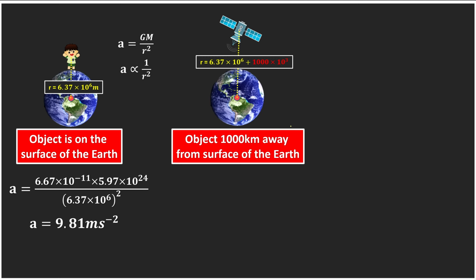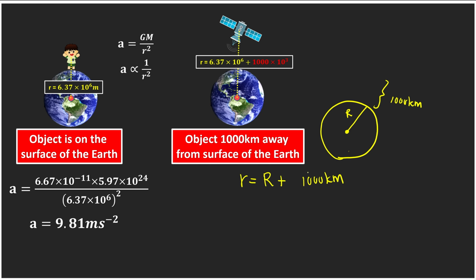So this is where we need to take account of the distance from the surface. You can imagine now, this is the perfect sphere for our Earth. Usually we say we are r distance away if we are on the surface. But the satellite is flying on top of the sky. So we need to take account of the additional 1,000 kilometers away from the surface of the Earth. So in total, the distance from the center of the Earth is going to be the radius plus the 1,000 kilometers from the surface of the Earth.